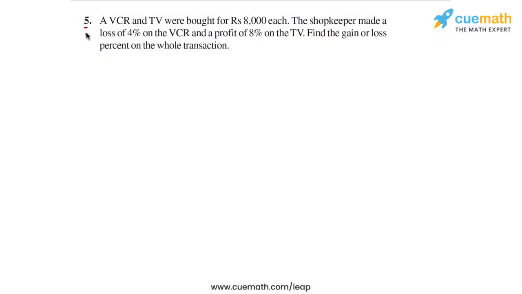In question 5 of this exercise, the problem statement says a VCR and TV were bought for rupees 8,000 each. So the cost of both the VCR and the TV is rupees 8,000 respectively. The shopkeeper made a loss of 4% on the VCR and a profit of 8% on the TV. We have to find the gain or loss percent on the whole transaction. Okay, so let's write out the solution step by step.